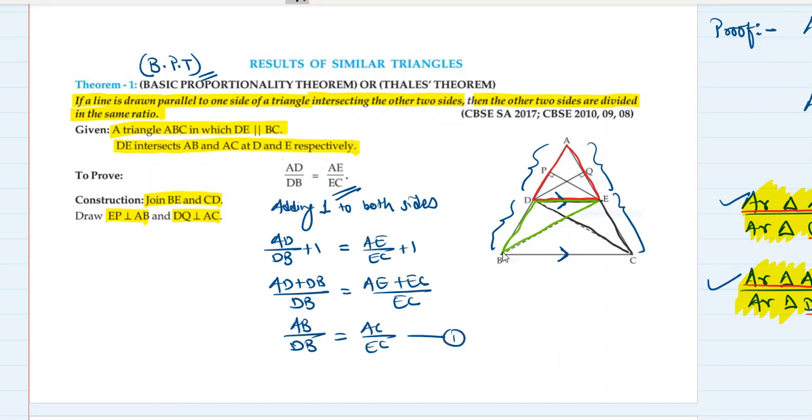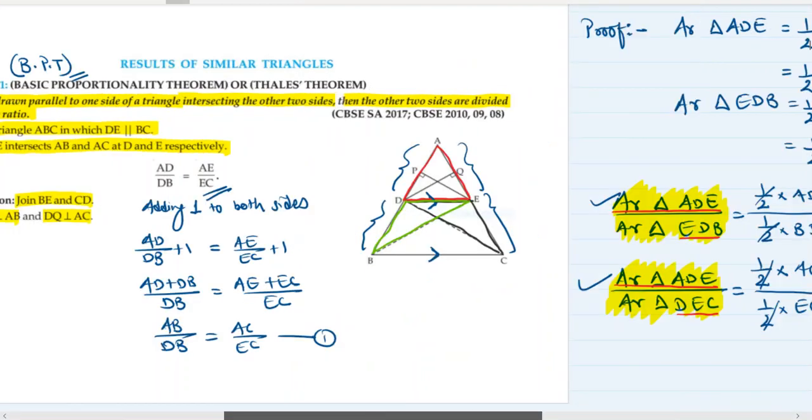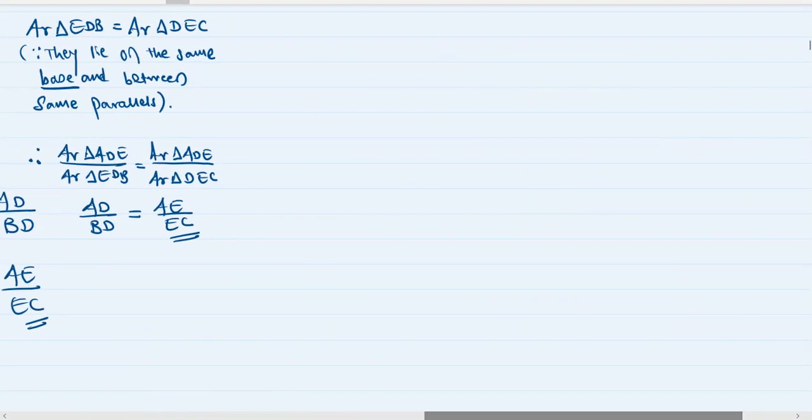The whole side AB upon DB, that is this lower part, is equal to AC, the whole side upon EC, that is the lower part. Okay, one more thing we can do. Let me write it over here. So we had proved AD upon BD is equal to AE upon EC by BPT, basic proportionality theorem.